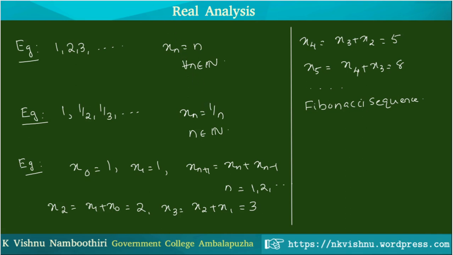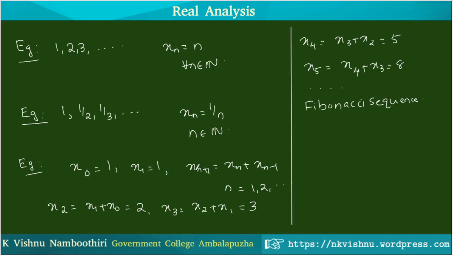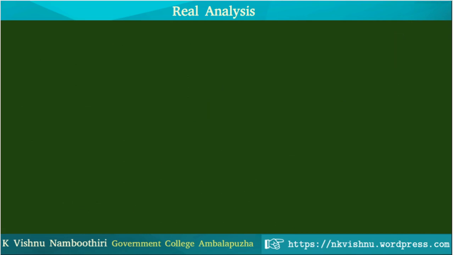Now we will see another example. And one more thing, the relation that we define here, the (n+1)th term in terms of two of the previous terms, is known as a recurrence relation. Recurrence relation is the best term, not recursive. Okay, let it be like that. So we may define a sequence like that also.